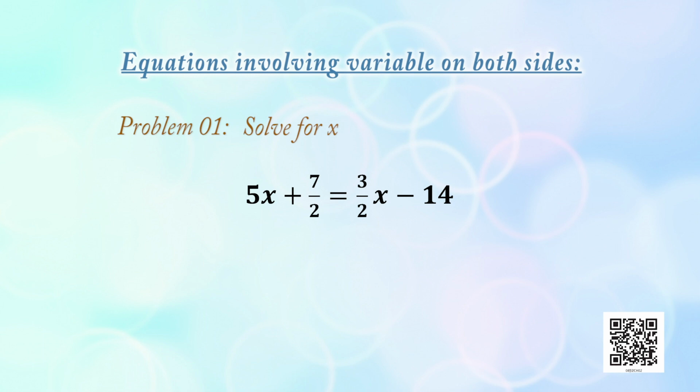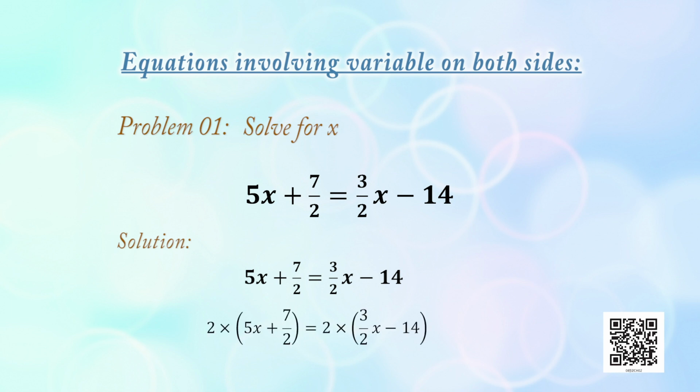Now, consider the following problem. Problem 1. Solve for x: 5x plus 7 by 2 is equal to 3 by 2 times x minus 14. Now, to simplify this equation, we have to remove the 2 in the denominator. Therefore, our first step is multiply both sides of the equation by 2.